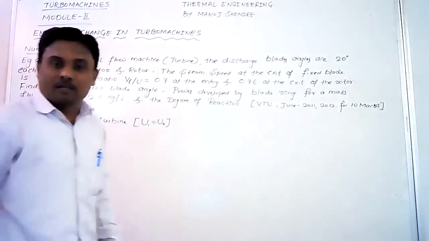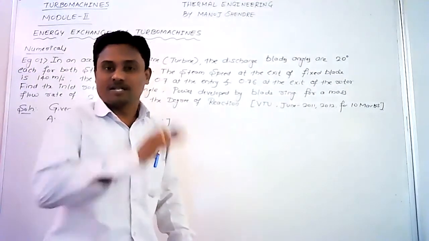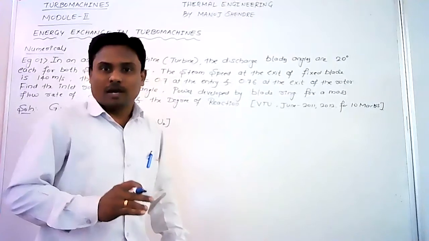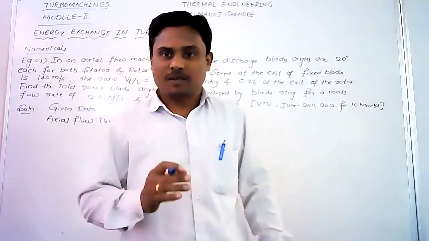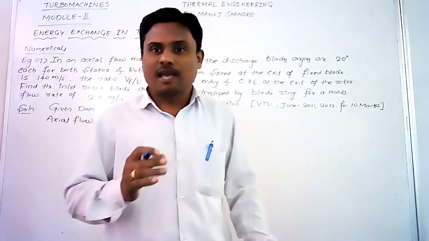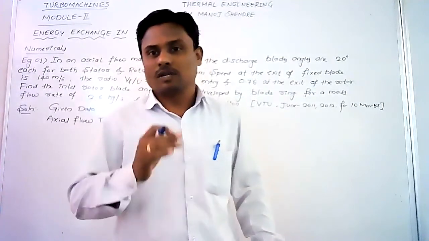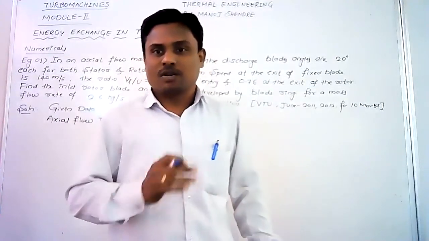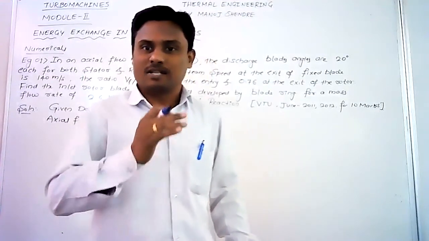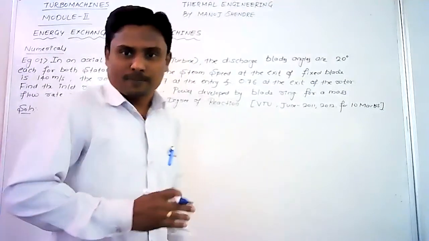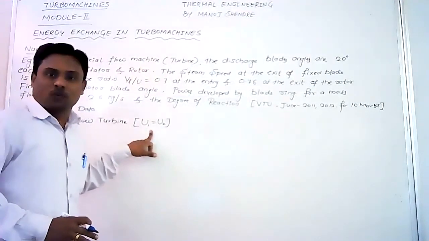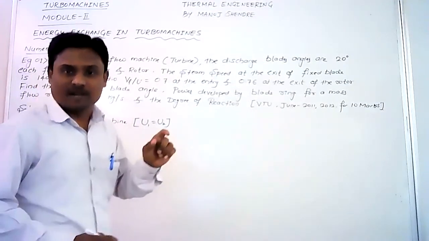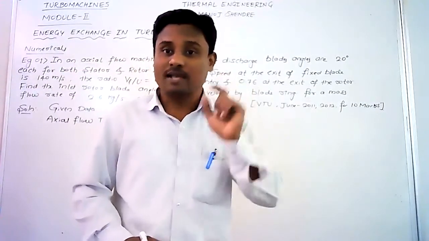So U stands for the tangential speed of the rotor or tangential speed of the ring or rotor blades, which is represented by U, and we can get U equals pi D N by 60, where D is the diameter of the rotor, N is the speed in RPM. So if you know the diameter and speed in RPM, you can get the tangential blade speed, that is U, in terms of meters per second. For an axial flow machine, the tangential speed remains constant both at the inlet as well as exit. So that's why we can take U1 equals U2. This is for axial flow machines.